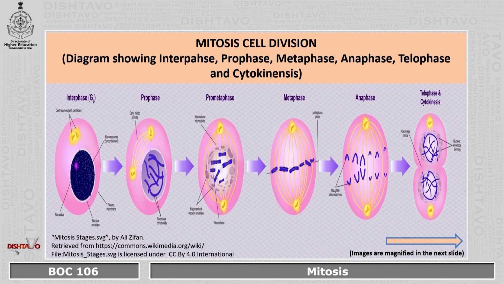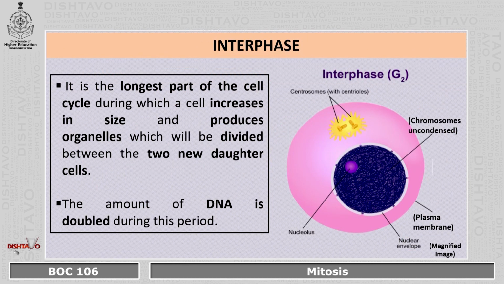This diagram shows all the phases of the mitotic cell division cycle, starting with the interphase, prophase, prometaphase, metaphase, anaphase, and the last phase of the mitotic cell division is the telophase, which is accompanied by the cytokinesis. Each of these cells is magnified in the next slides.